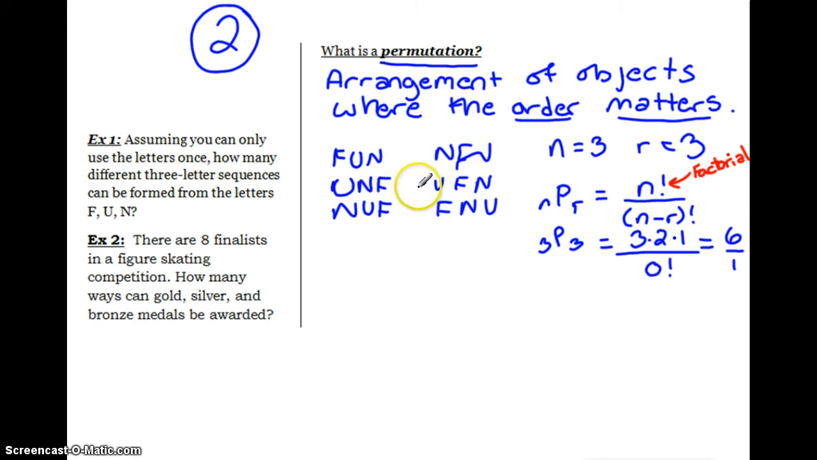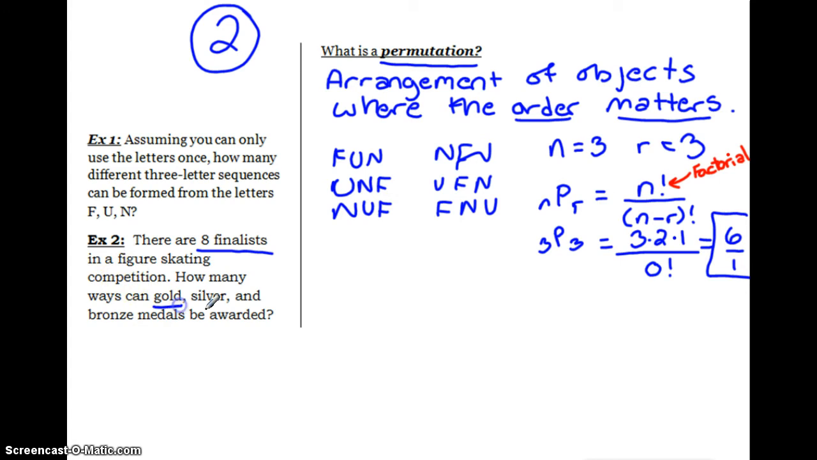So that you have different arrangements. And again, because the order matters, that's what makes the difference between combination and permutation. Combinations we'll do next. So again, permutations, order matters. So if you think about this scenario, you have 8 finalists in a figure skating competition.